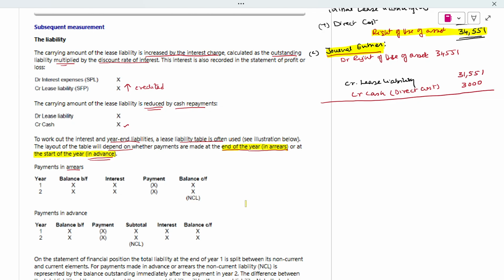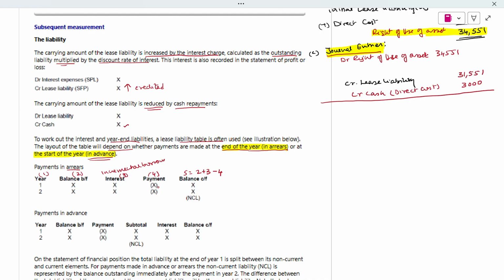Okay, now here it has been given. They are using it in the syllabus, so we will do it. They will give the opening balance, and interest they will calculate on the incremental borrowing rate, multiplied. Any payment is deducted, and then the closing balance. This is column 1, column 2, column 3, column 4. What is column 5? Column 5 is 2 plus 3 minus 4.